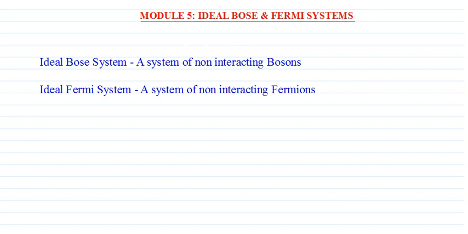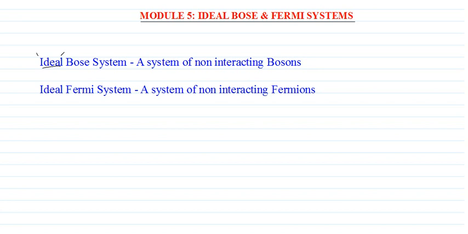So basically, these particles are identical and indistinguishable. In this module, we will be discussing two such systems. One is the ideal Bose system and the other one is the ideal Fermi system. You can note one thing here. We are using the word ideal systems. So what is the meaning of ideal system? Actually, it is a simplification of the actual fact.